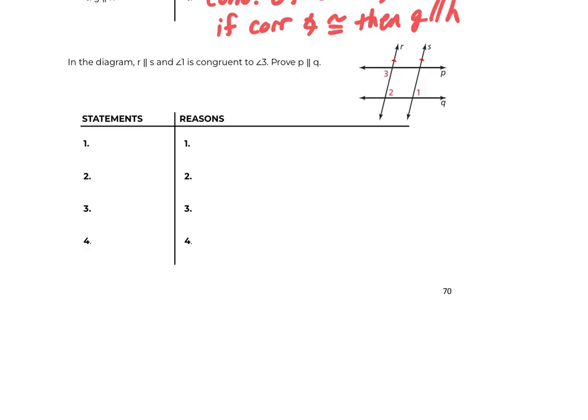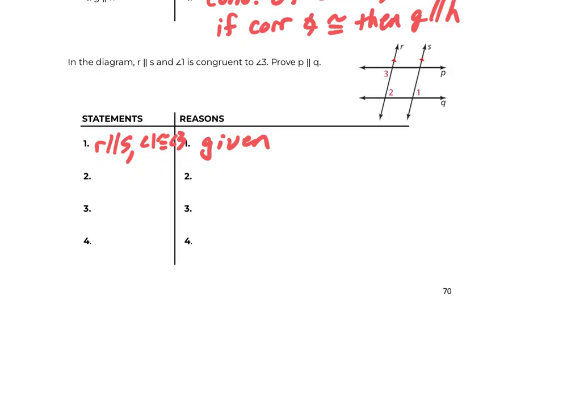I'm going to say R is parallel to S, and that's given, and angle 1 is congruent to angle 3. So anytime there's more than one given statement, you can kind of put all that into the first statement. You could put all that into statement 1. If you wanted to, you could make it into 2 separate statements and say step 1, R is parallel to S, given. Step 2, angle 1 is congruent to angle 3, given. But I like to just combine it into one step. There's no reason to separate that into 2 steps because they're both given.